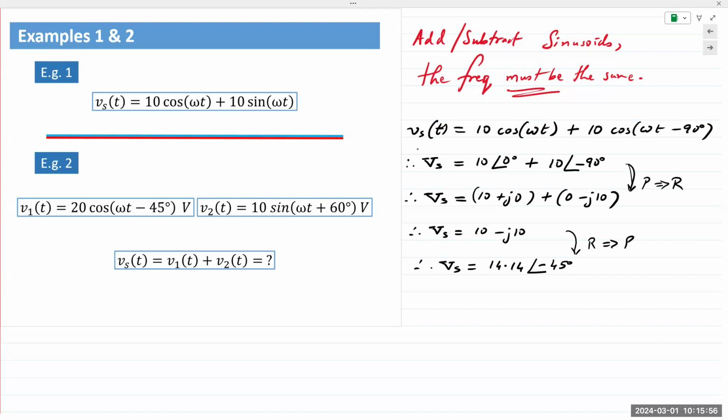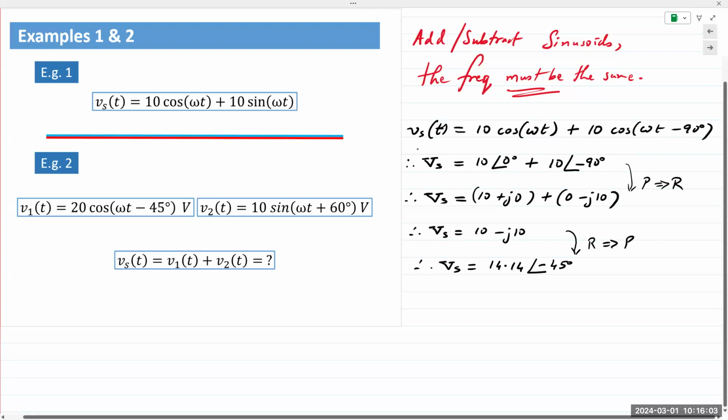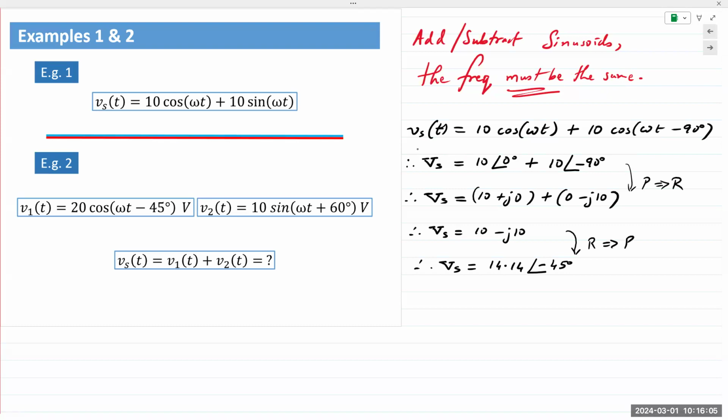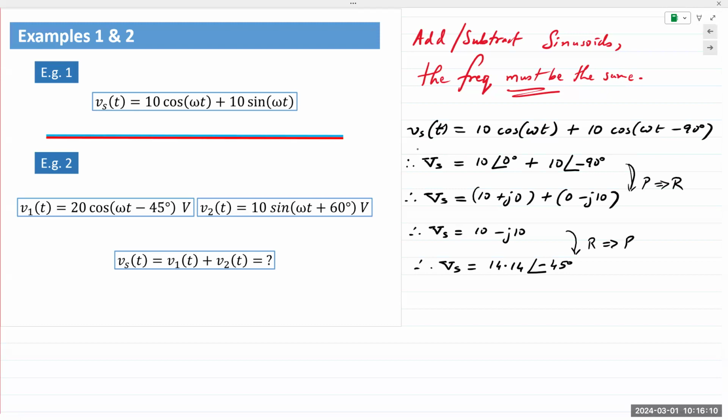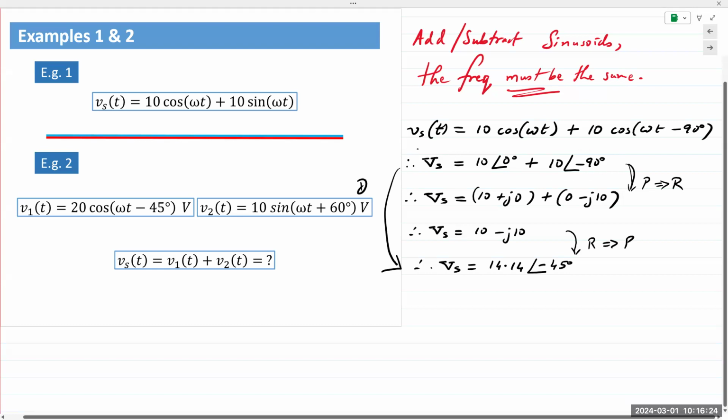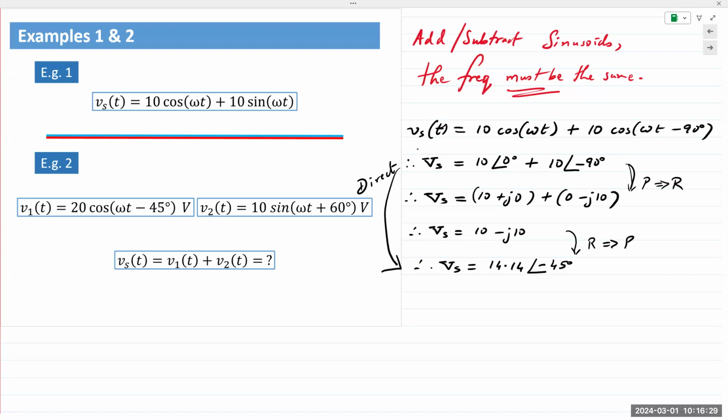So in this step, I simply did the phasor transform, right? So 10 angle 0 plus 10 angle minus 90. Then, as I stated, if you have a calculator, you can directly program this equation into your calculator and it should directly give you this answer. So it's a direct calculation.